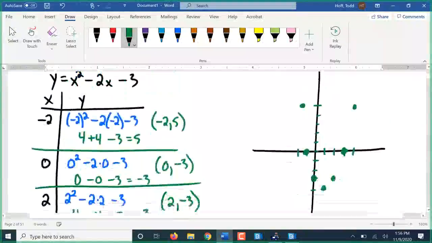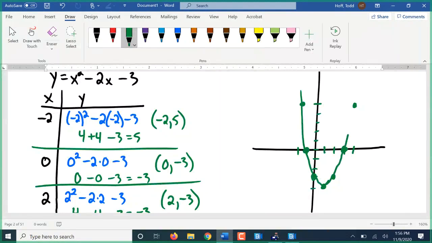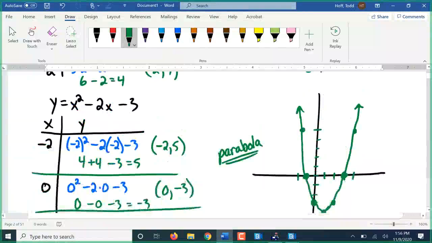At this point, I feel I've got a pretty good idea what shape this makes. Looks like that. That shape actually has a name called a parabola. Typically, it's a shape that comes out when we have what we call a quadratic equation. In other words, an equation where x has a squared in it as its highest power on the variable.